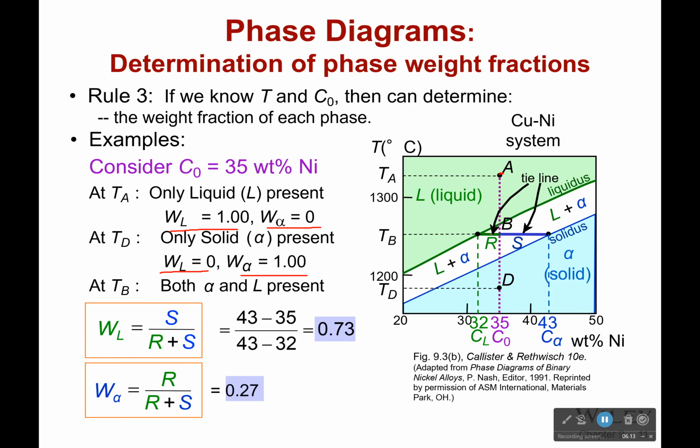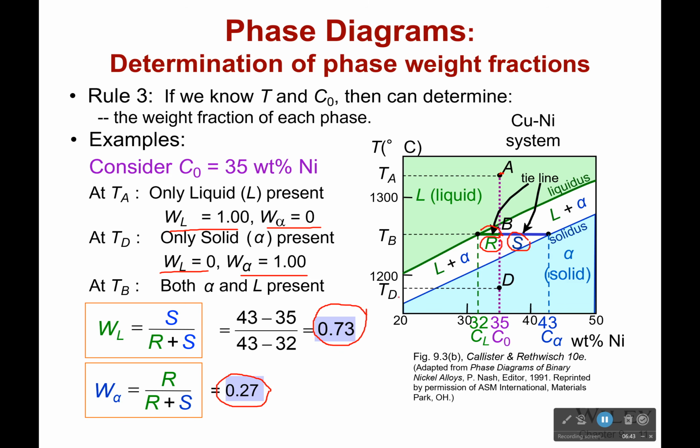Well, I'm using that tie line. And so you see that I've made a little variable here. So S is for the distance to the solid, R is for the distance to the liquid. And using that, I can figure out the weight fraction. So like I said earlier, the one that you're closer to is the one you have more of. And so I'm closer to the liquid line. And you see in the end, I have 0.73. That's my weight fraction for the liquid, and only 0.27 for the solid.